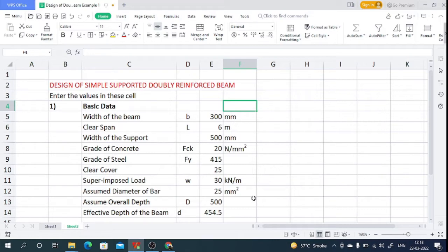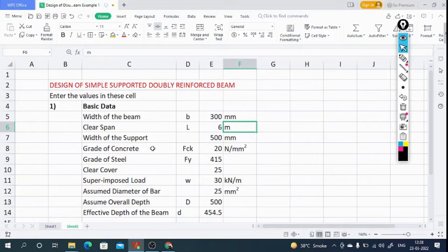Here you see, the beam shall be designed for flexure as well as for shear, meaning a complete design of the beam shall be showcased here. These are the given data for which a beam shall be designed. A doubly reinforced beam shall be designed.